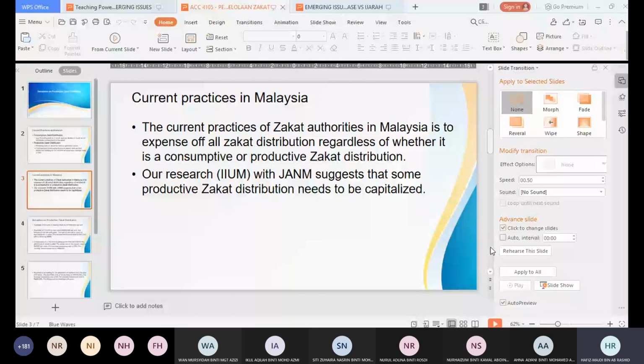That's why we are basically saying that if it is related to a long-term asset, you should capitalize it and show how the manfaat related to the zakat money have been distributed over a longer period of time. Are you okay? Can you understand this? Are you following me? Yes. This is one issue.